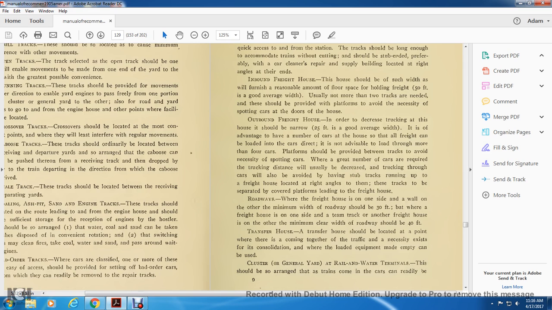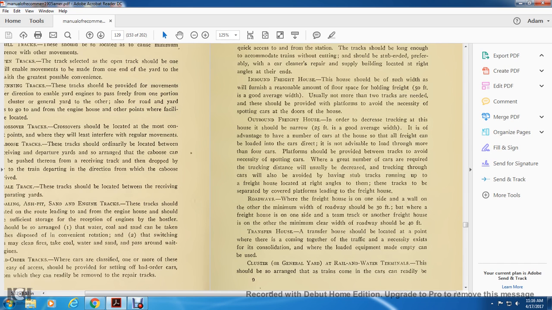Roadways. Used where the freight house is on one side with a wall on the other, the minimum width of the roadway should be 30 feet. But where the freight house is on one side of the team track and another freight house is on the other, the minimum clear width of the roadway should be 40 feet.